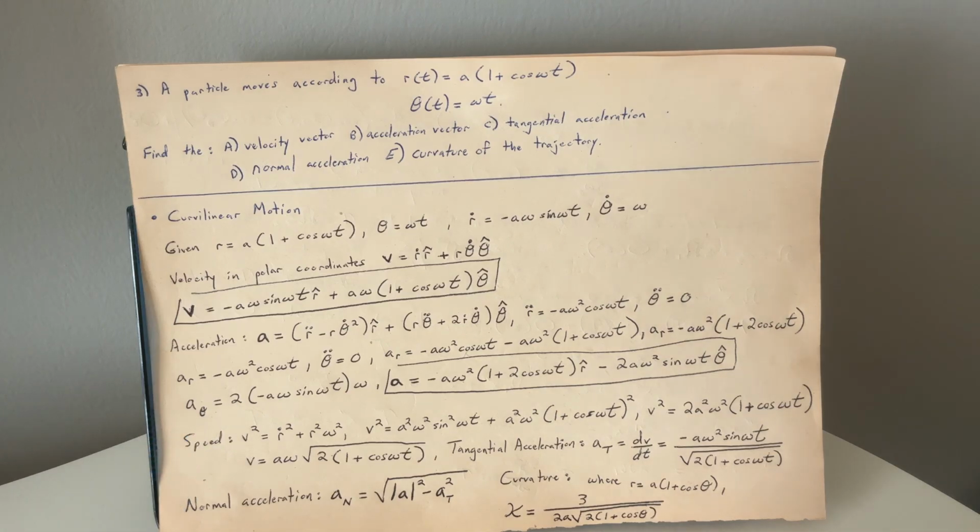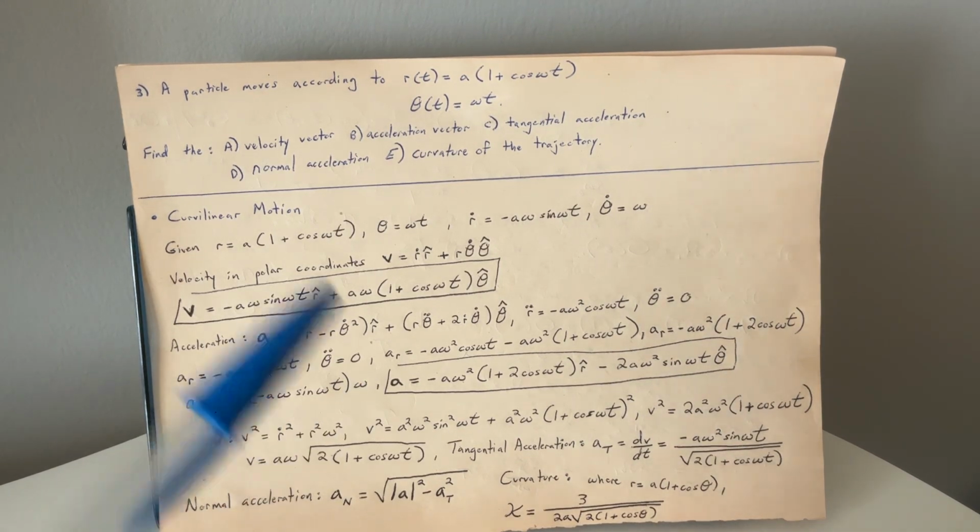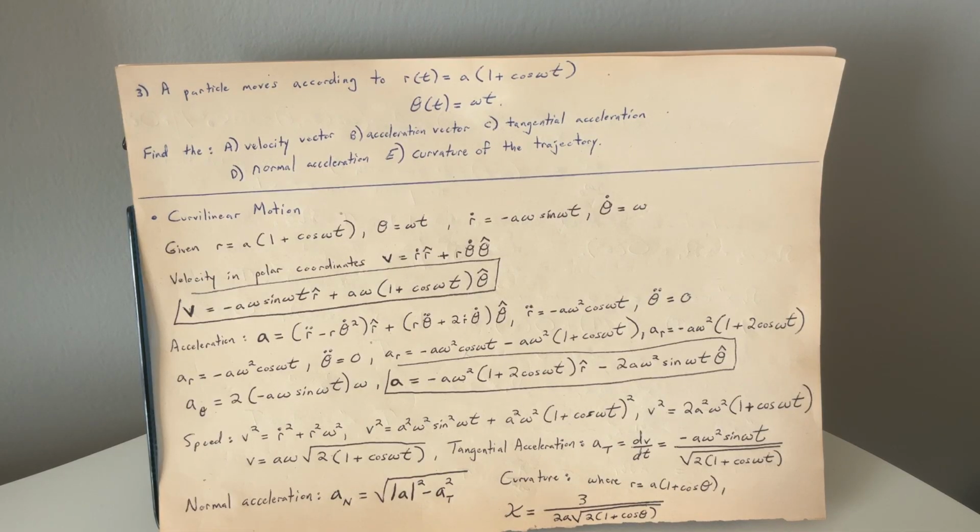A sub theta is equal to 2 times the quantity negative a omega sine omega t times omega. So our acceleration vector is going to equal negative a omega squared times the quantity 1 plus 2 cosine omega t r hat minus 2a omega squared sine omega t theta hat.